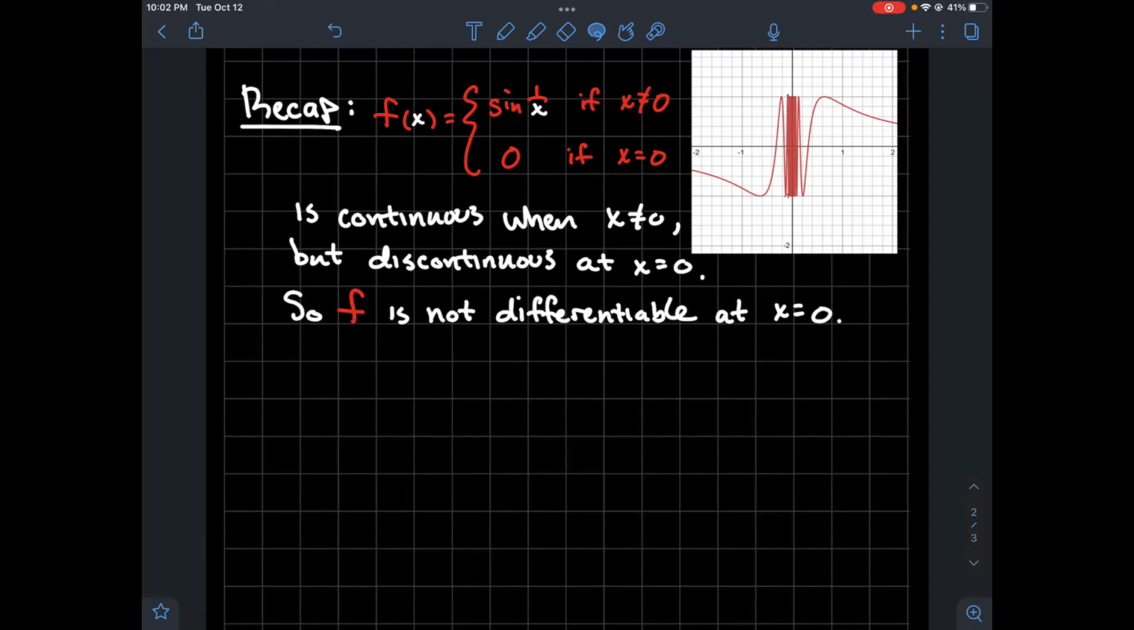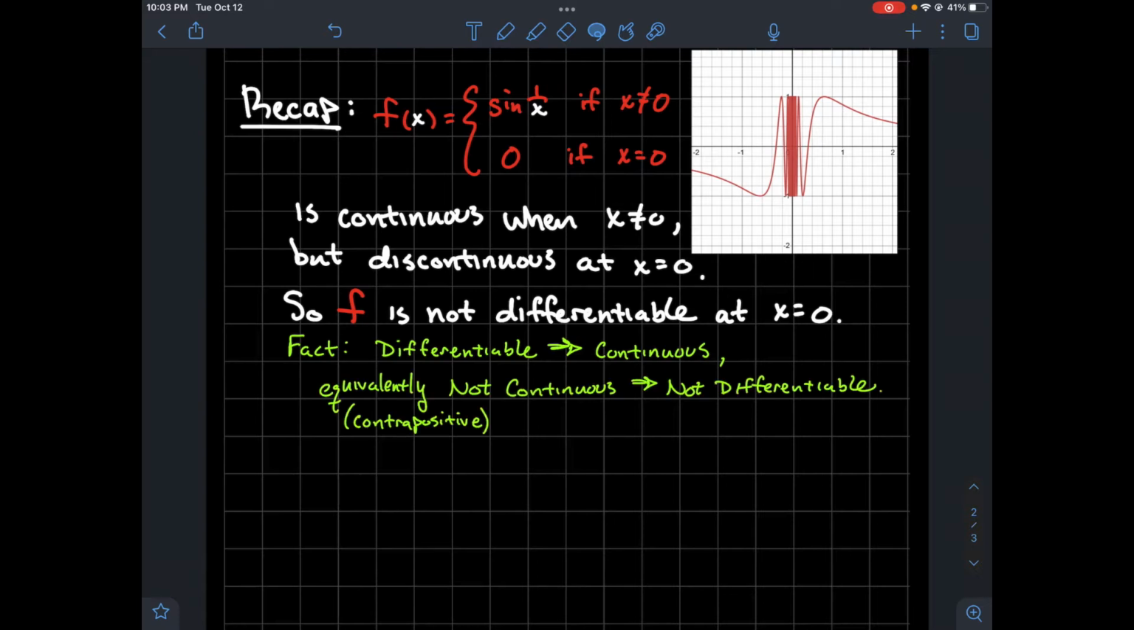And in fact, what I can also say now is f is not differentiable at x equals 0 either. Recall a little fact here: being differentiable implies that the function is continuous. And equivalently, not being continuous implies that the function is not differentiable. That's the direction that I use, and that's equivalent because it's the contrapositive. So if you've taken an intro to proofs class, that should sound familiar to you.